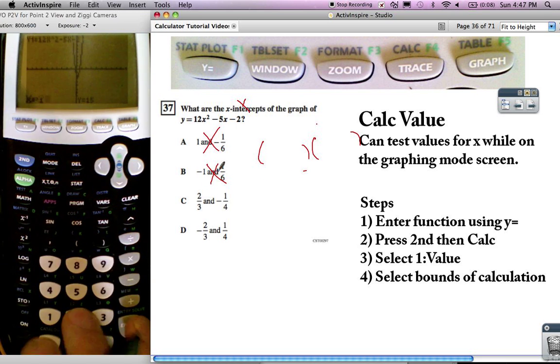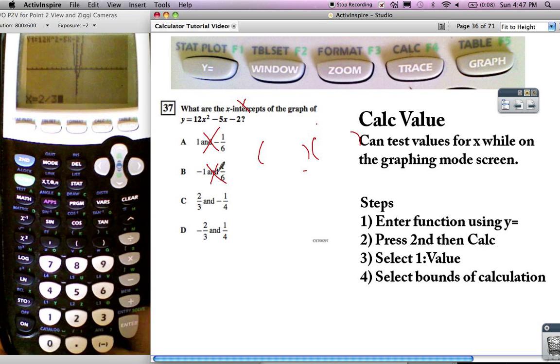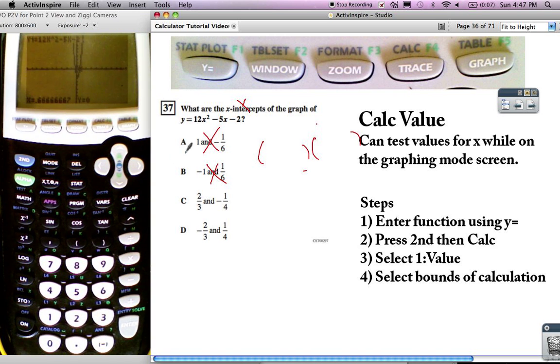What about 2/3? Alright, we got one. Okay, so when x is 2/3, y is 0. And if y is 0, that means it's an x-intercept. I'm not drawing the intercepts, I'm just showing you that. Alright, so that means that if this is 2/3, it works. So both of them better work.